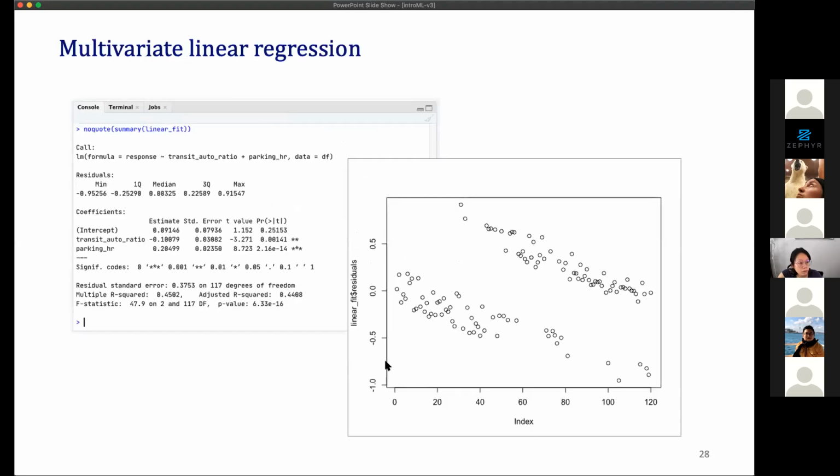So, not surprisingly, if I do a linear regression on my data, I get not a great fit. I don't know if you can see my little cursor on the screen, but it's an adjusted R-square of 0.44. But more importantly, if I look at the plot of the residuals on the right, I see that it is not randomly distributed, which is great insight into the limitation of linear regression.